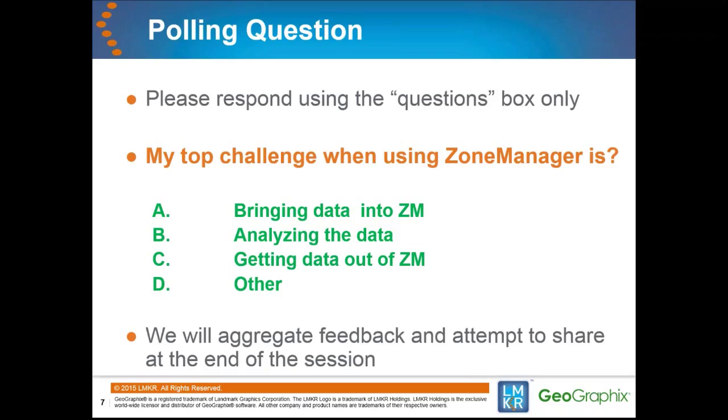Select C if you have some issues getting data out of Zone Manager, posting it in a map or taking it out into a spreadsheet or a notepad document that you can then spread around for other people to look at. And then D for any other options, and let us know what issues you might have with it. Then we'll aggregate the feedback and share it at the end of the session.